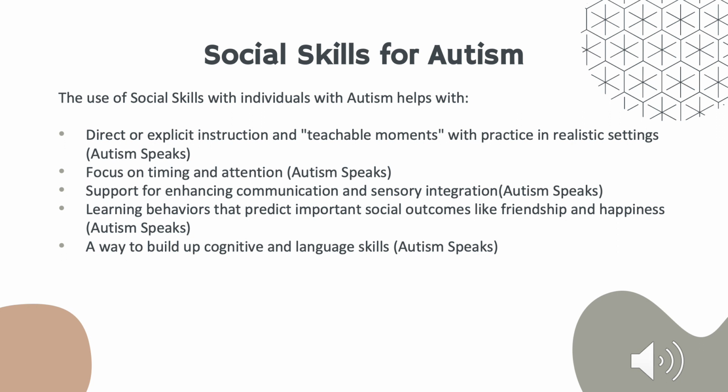So now for the social skills for autism: the use of social skills with individuals with autism, with direct and explicit instruction and teachable moments with practice in realistic settings. Focus on timing and attention, support for enhancing communication and sensory integration, learning behaviors that predict important social outcomes like friendship and happiness, a way to build cognitive and language skills. Having these social skills gives these individuals a better chance of improving with socializing in the real world. All they need is these social skills to help them move forward and adapt to the real world.